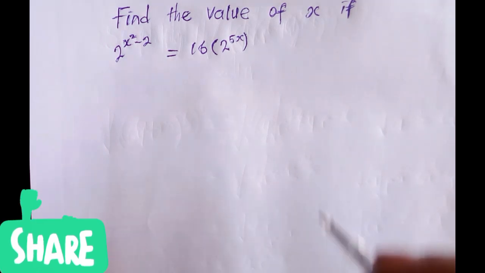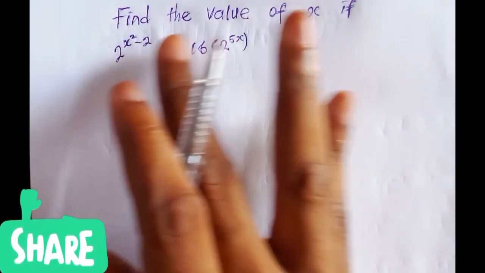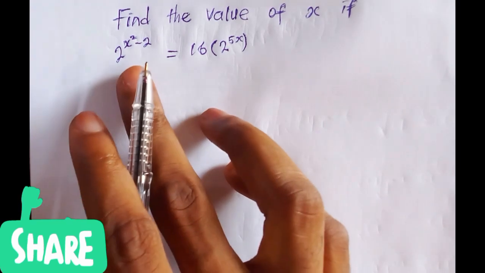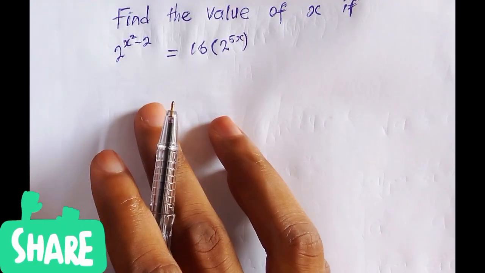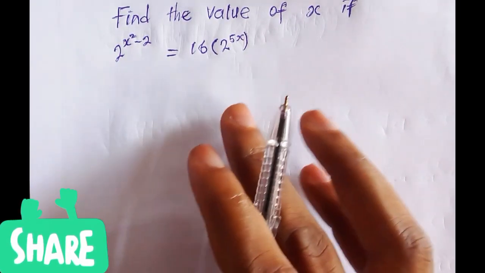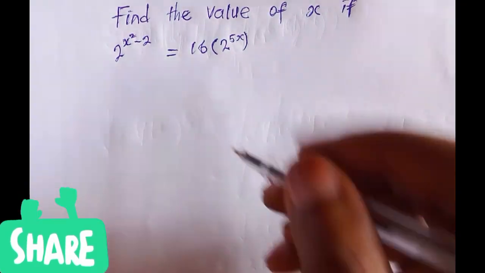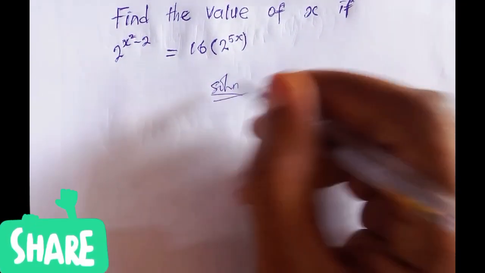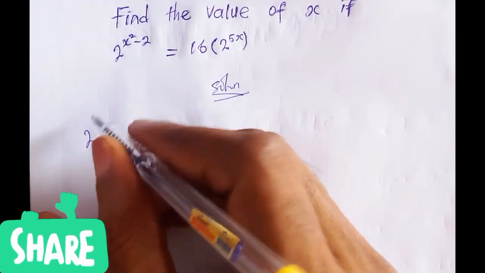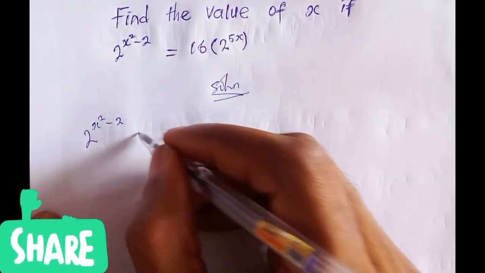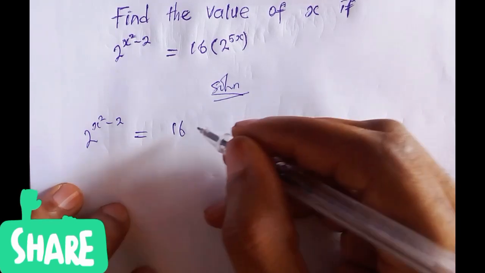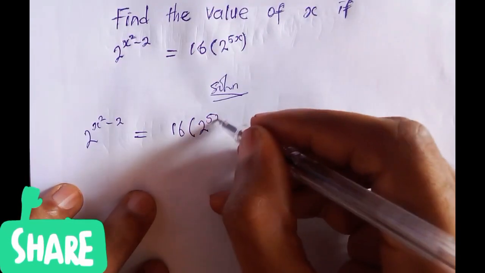Today we are solving this question before us. We said find the value of x if 2 raised to the power x squared minus 2 is equal to 16 multiplying 2 raised to the power 5x. Solution: 2 raised to the power x squared minus 2 is equal to 16 multiplying 2 raised to the power 5x.